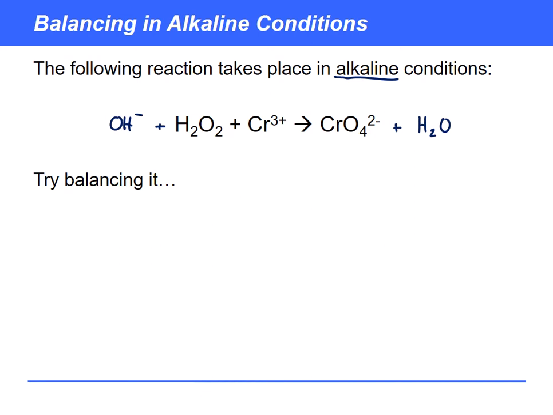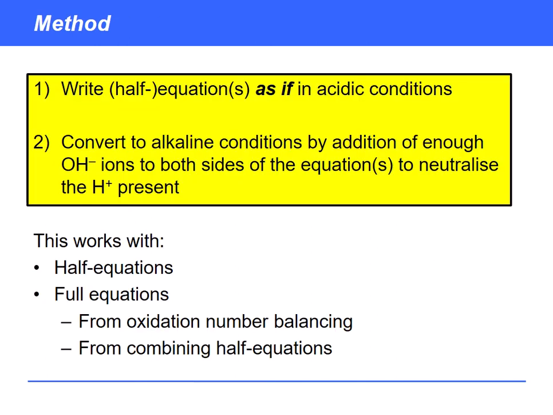So here's the strategy that I'm suggesting that we adopt. I'm indebted to ChemGuide for pointing this out to me. We're going to first start off writing any equations as if we're in acidic conditions. So we're going to use H plus and H2O as our two extra species for balancing. And then, in a second step, we convert to alkaline conditions by adding OH minus ions to both sides of the equations in order to neutralize any H plus that is present.